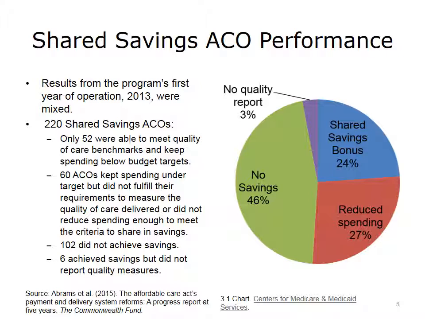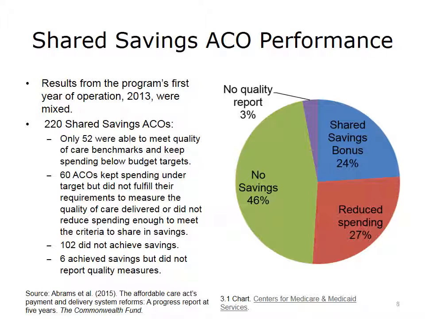60 ACOs kept spending under the target, but did not fulfill their requirements to measure the quality of care delivered, or did not reduce spending enough to meet the criteria to share in the savings. Remember that there are two criteria: achieve quality benchmarks and spending, or budget benchmarks. So, 60 ACOs were not able to meet either one or the other of those criteria.